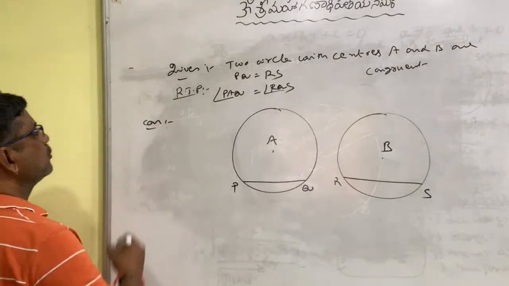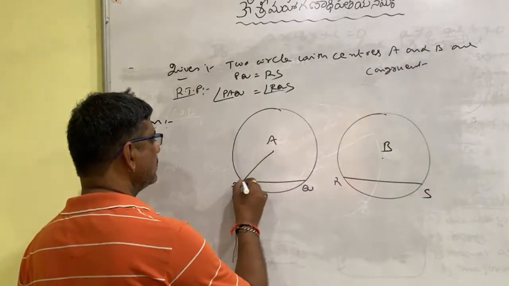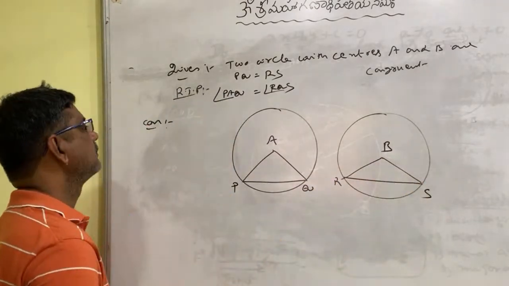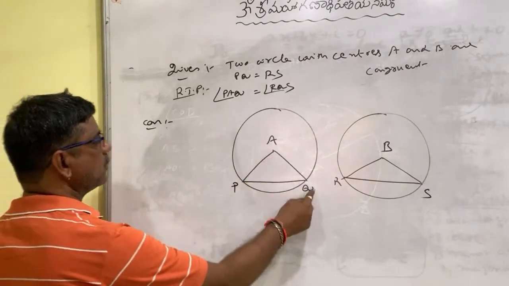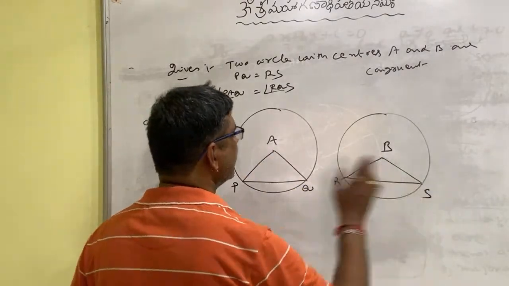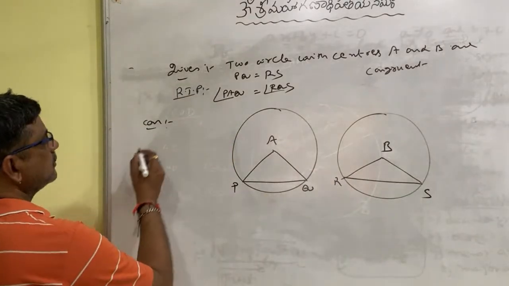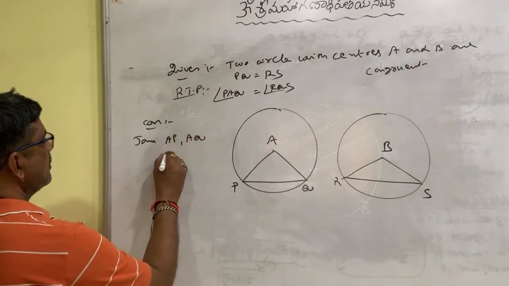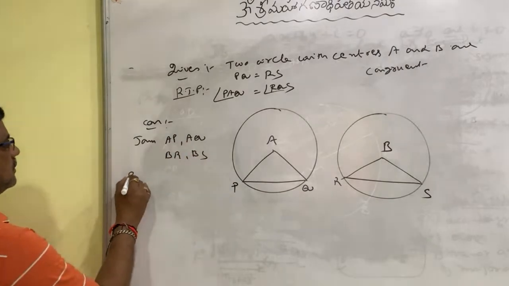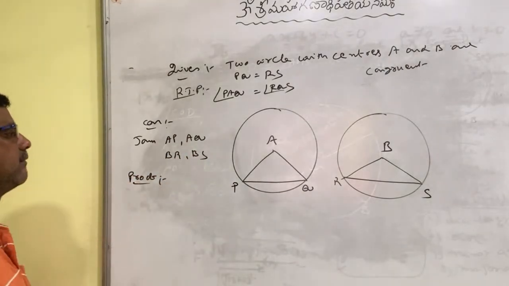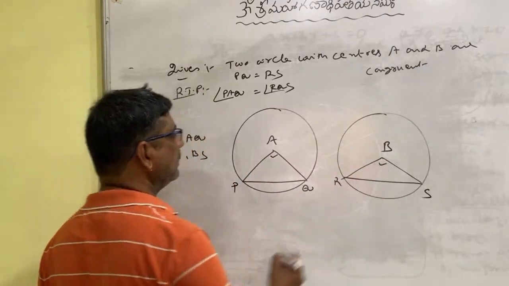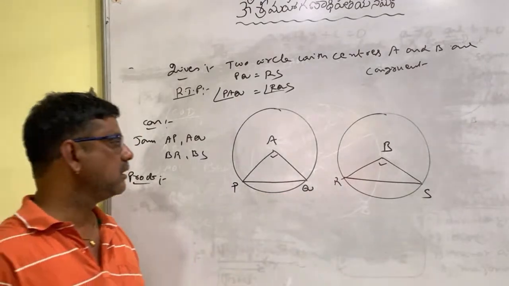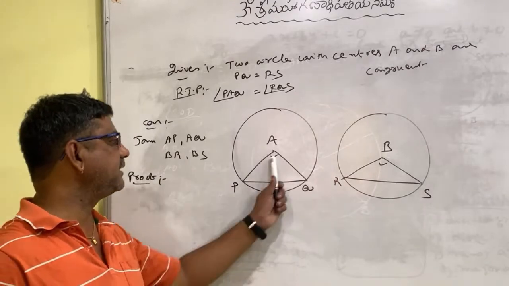So we need to do some construction. What is the construction? Join AP, AQ, BR, BS. We need to prove that angle PAQ is equal to angle RBS. That means we need to prove these two triangles are congruent. If they are congruent, then these two angles are equal.